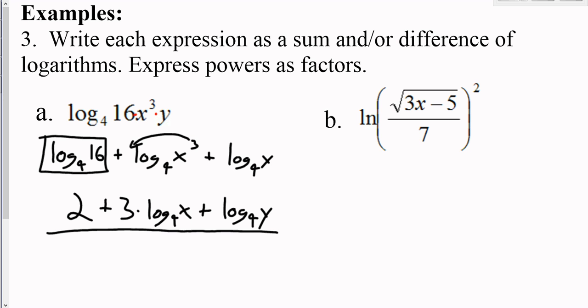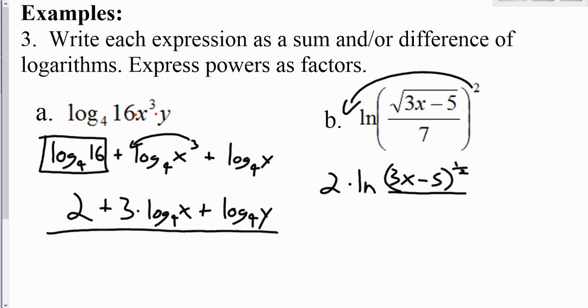Okay, so B, we treat ln just like we can treat logs. So for this one, I'm going to use my power property first. So this is going to drop down in front. So I'm going to do 2 times ln of, and I'm going to rewrite the numerator as a power, 1/2 over 7. Okay, so before I separate these, well, I want to separate them. So I want to get this 7 in the denominator.